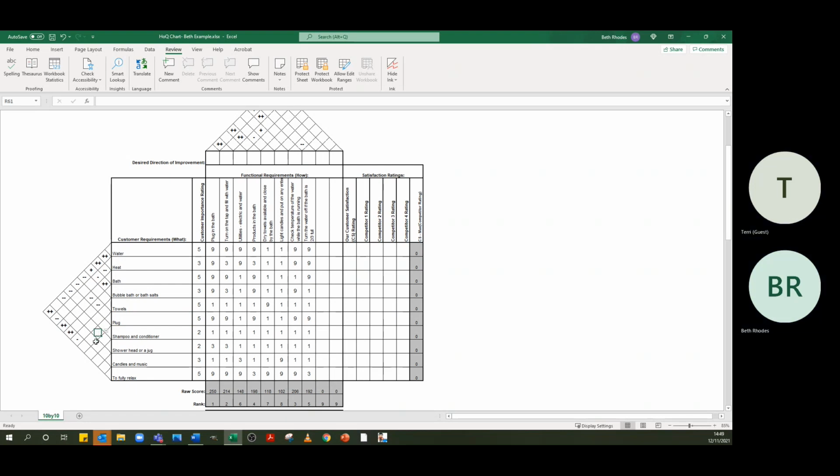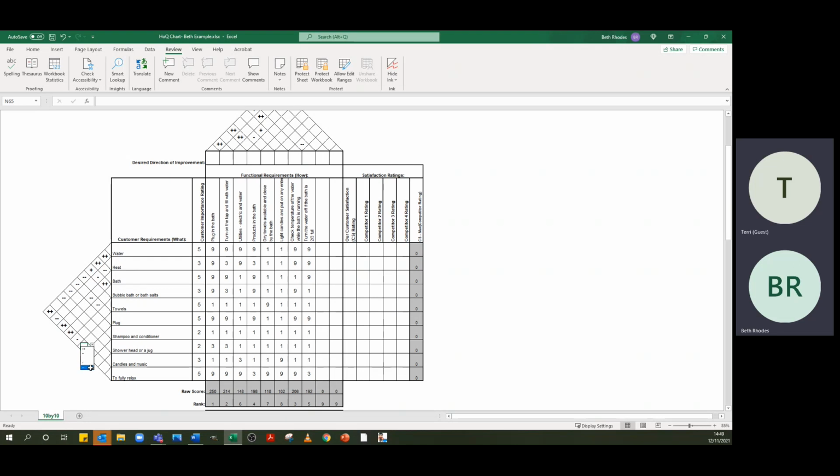The plug against shower head or a jug? Doesn't. The plug against candles and music? Doesn't. And the plug against being able to fully relax? I mean, it's important, yeah. I would go with a very negative effect, yeah. So if you want to have a bath and you can't find the plug, you're not having a bath, are you? You're not having a bath, yeah.